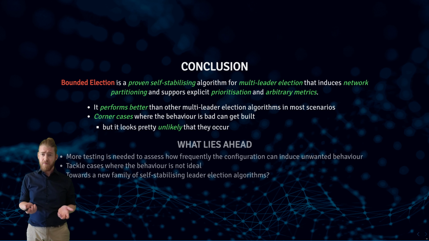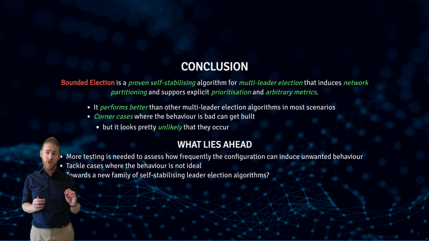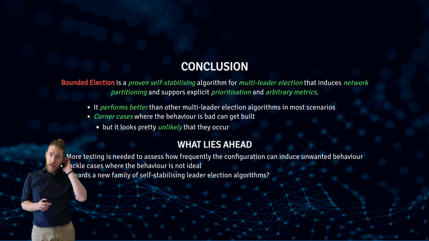The next steps involve more testing. We want to better pinpoint when to use bounded election and when to use something else, such as the classic sparse choice. We want to see how frequently the corner cases may happen, and possibly find strategies based, for instance, on dynamic changes to the priority to tackle them. We believe that bounded election is sufficiently flexible due to the possibility to arbitrarily change priorities and metrics, and self-stabilizing, that it could be the building block of a new family of self-stabilizing leader election algorithms.